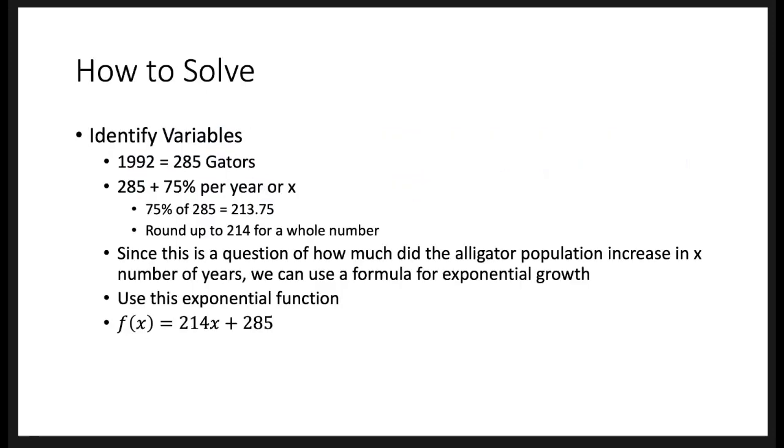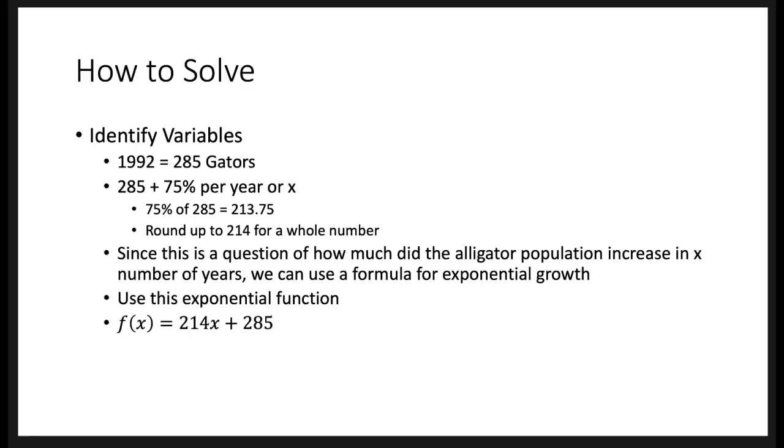In order to solve this word problem, we must first identify the variables. And how I went about that is by first listing down all the facts. So in 1992, Orange County equaled 285 gators. And every year after that, the alligator population increased by 75%. So we can use X to represent years.